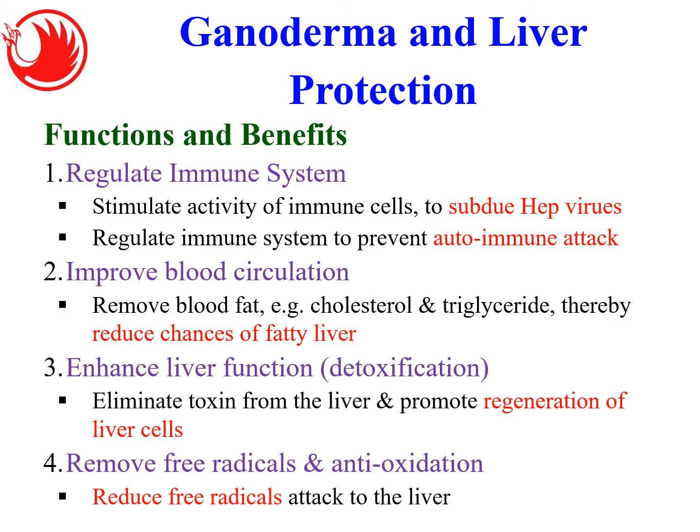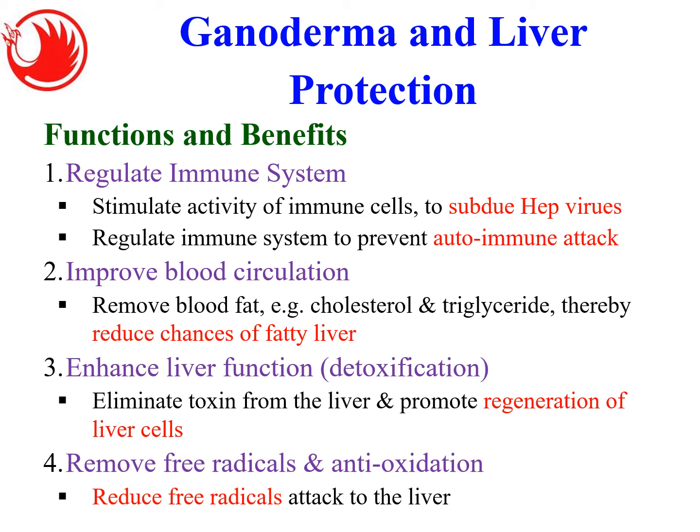Now we look at the unique functions and benefits of Ganoderma, so-called 灵芝, that help in liver protection. There are 4 key functions. The first one is to regulate the immune system. It stimulates the activity of immune cells to subdue the hepatitis virus, and regulates the immune system to prevent autoimmune attack on the liver cell. The immune system must be regulated. If it is too high, it will attack our own organs, such as the liver. Too low, you will get infections very easily.